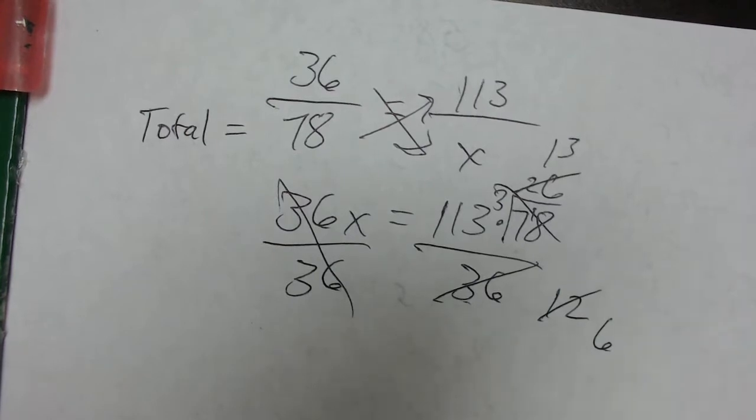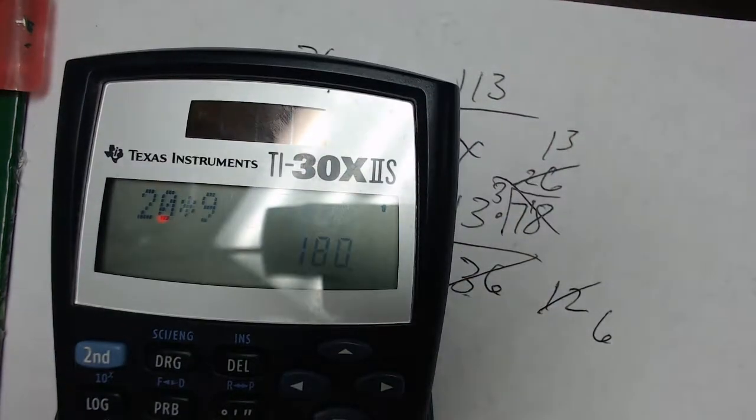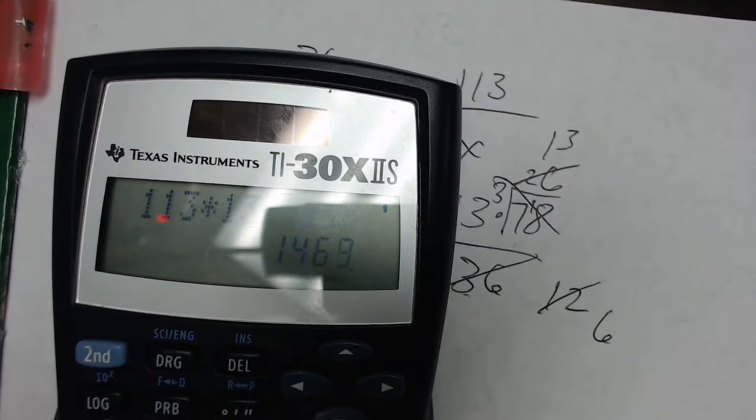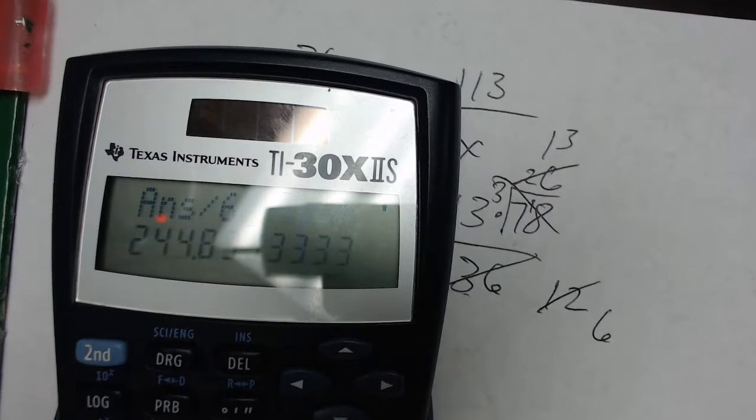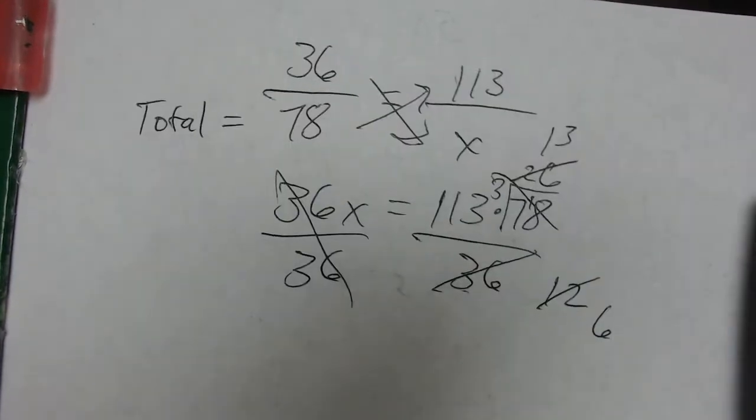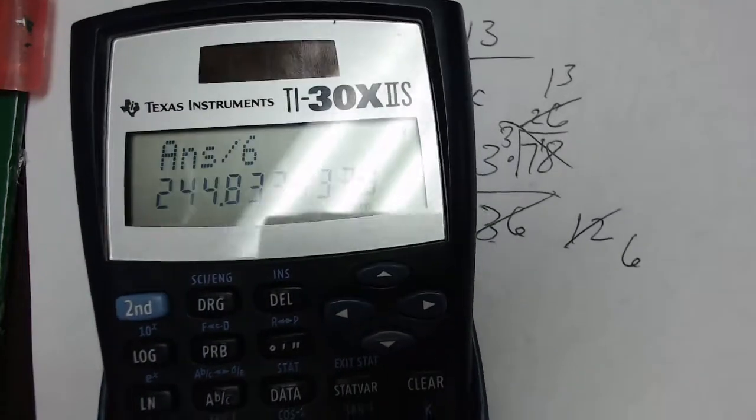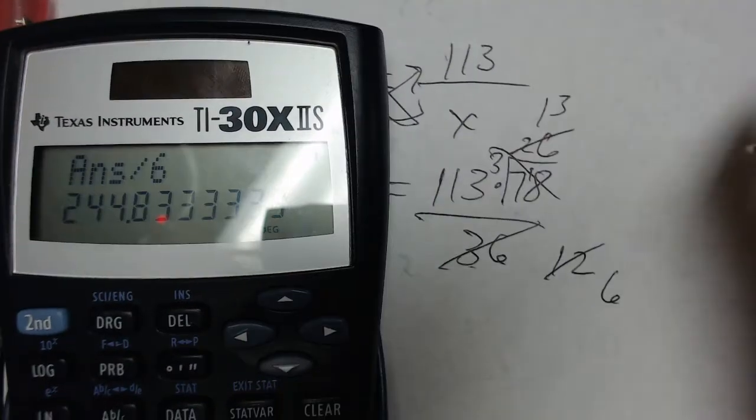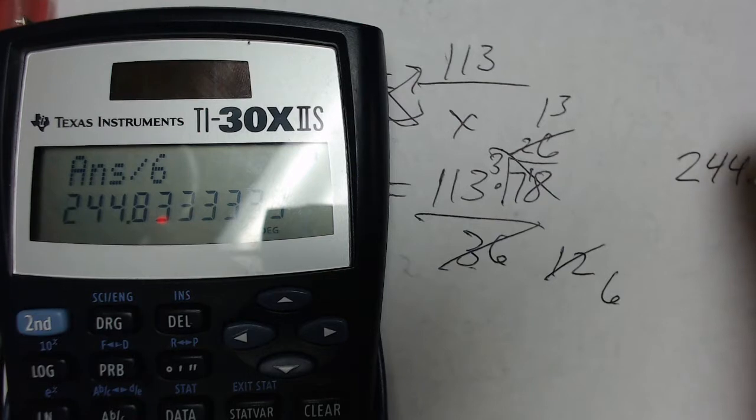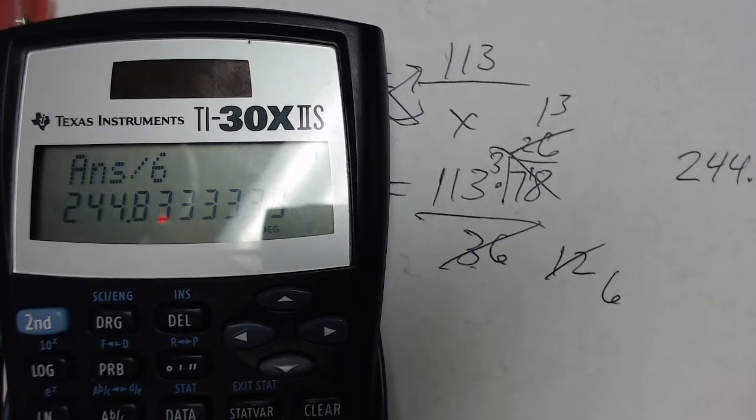We just have to multiply 113 by 13. Now, because this video has gone on so long, I'm going to go ahead and use a calculator. But that's all right, because you can too. So we'll take 113 times 13 gives us 1469 divided by 6, and we get 244.83 repeating. So our answer is going to be 244.83 with a line over it, grams.